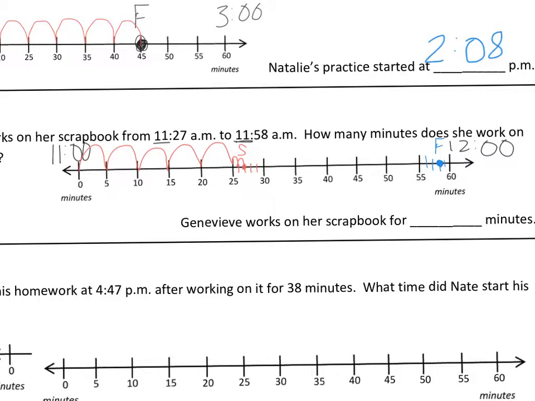Now I need to figure out how many jumps come in between my 2 dots. And this time I have to start with minute jumps to get me to a 5. So I have to start here. 1, 2, 3. So I have 3 1-minute jumps. And then I can make my 5-minute jumps. 1, 2, 3, 4, 5. And then small minute jumps again. 1, 2, 3.